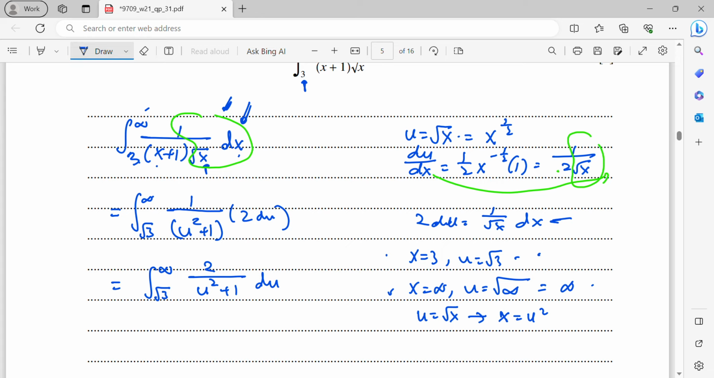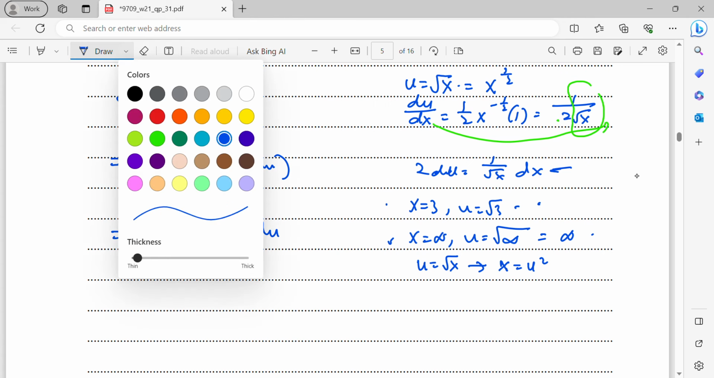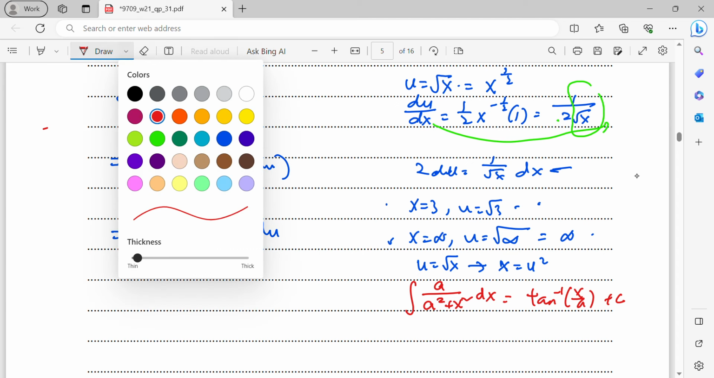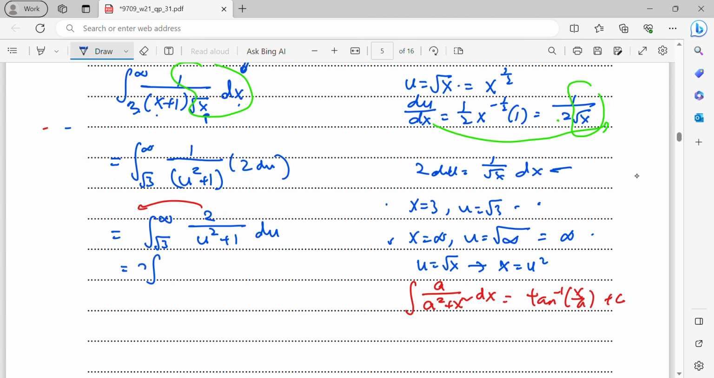So when you need to integrate this, then we need to apply another formula, which is inverse tangent. So the integral of a over (a squared plus x squared) dx is going to be inverse tangent of x over a plus c. Whereby a is a constant, these two can be taken out. So when I take out the 2, I will get 2 times the integral of 1 over (u squared plus 1) du, which means now my a is 1 if you compare with the formula.